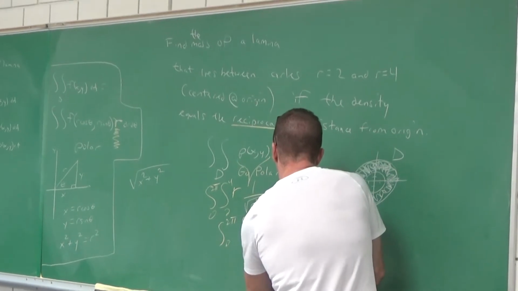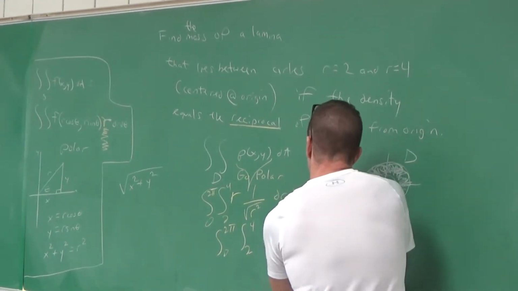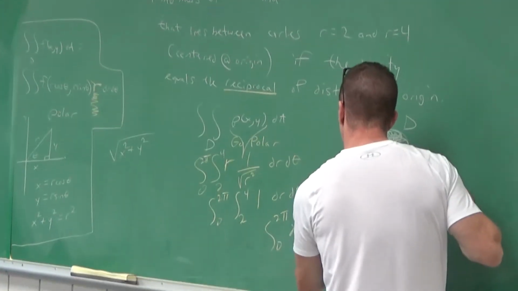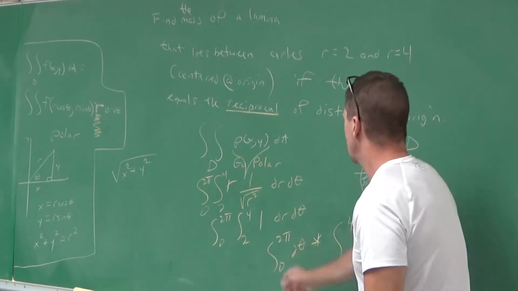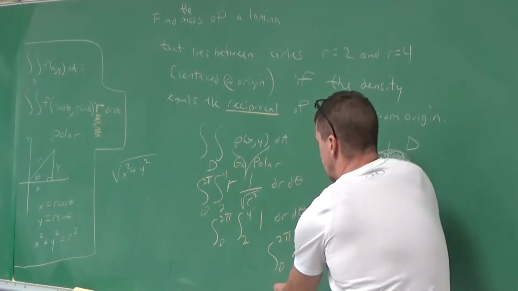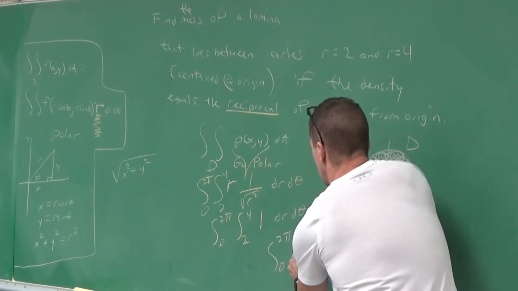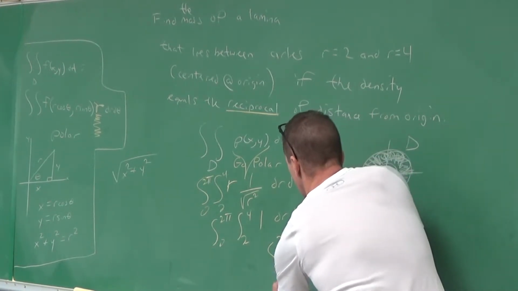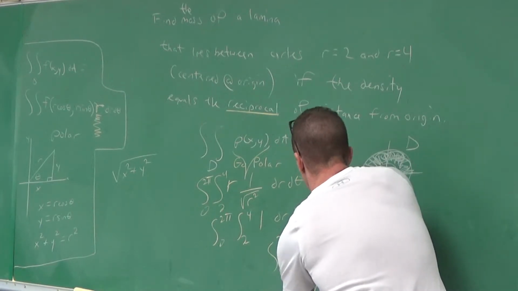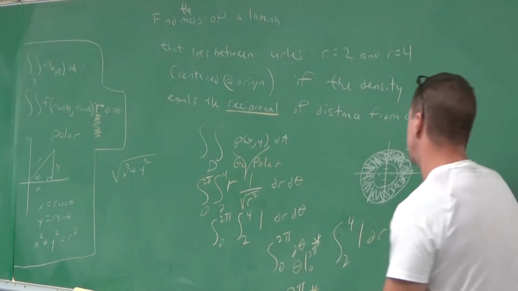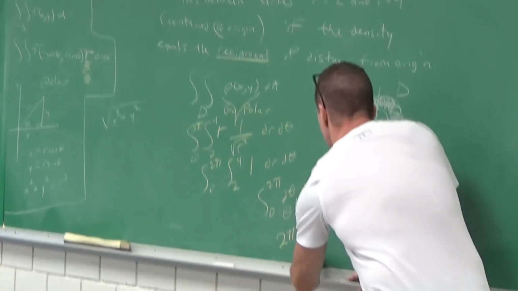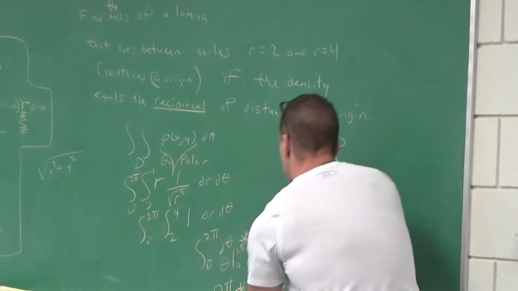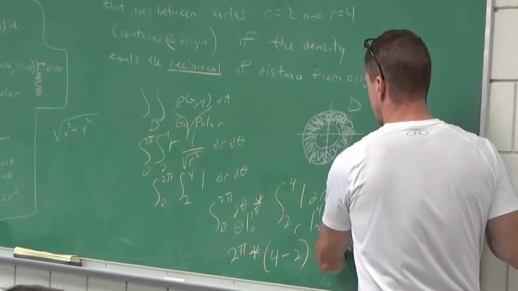I can do 0 to 2 pi in theta, and I can multiply that times the integral from 2 to 4 of 1 dr. The integral from 0 to 2 pi of d theta is theta from 0 to 2 pi, so you just get 2 pi, right? What's the integral of 1? You go from 4 to 2, what's 4 minus 2? 2. Final answer?